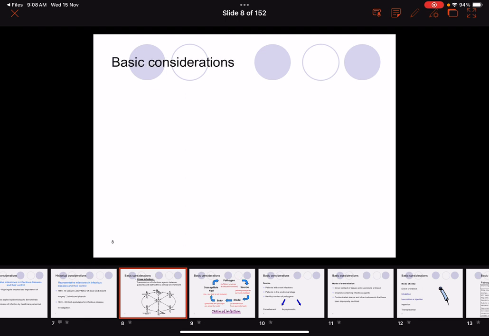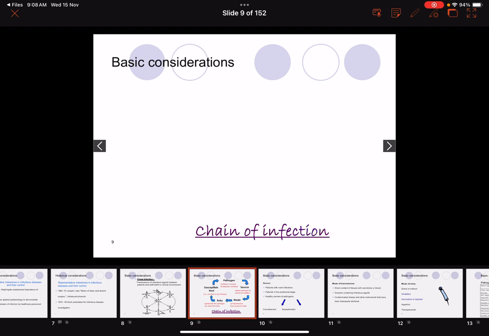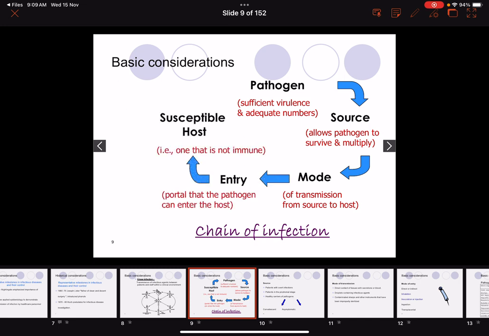The basic considerations: cross infections, that is, transmission of infectious agents between patients and staff within a clinic environment. And of course, the chain of infection. This includes the pathogen, the source, the mode of entry, and a susceptible host.